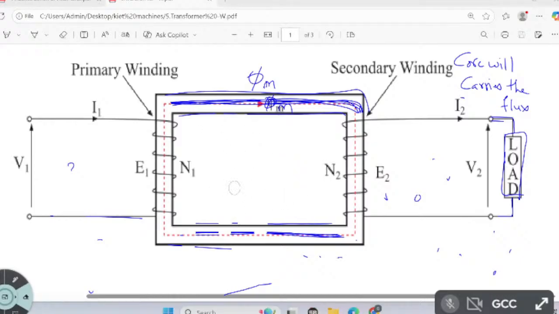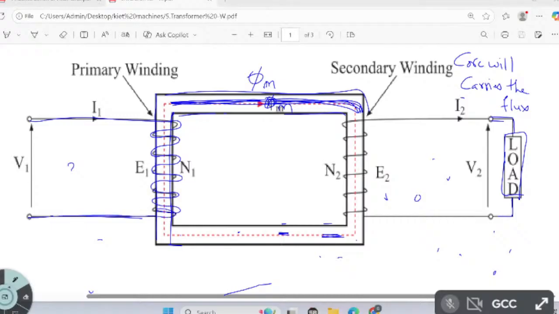Here the transformer is an AC device. It is a static device. There is no rotating part. Is there any rotating part? No, only stationary. So a transformer doesn't have any rotating parts. Here it is a core, and I wound a copper wire around this limb of cast iron.